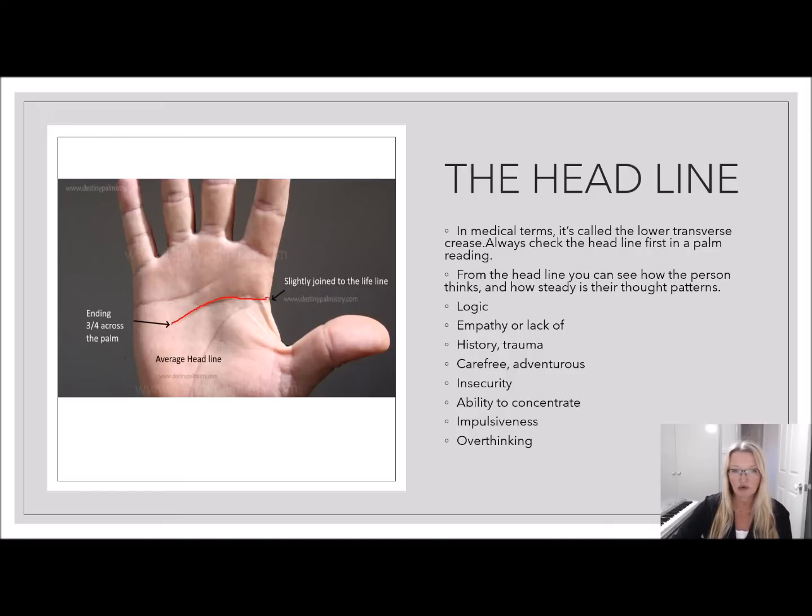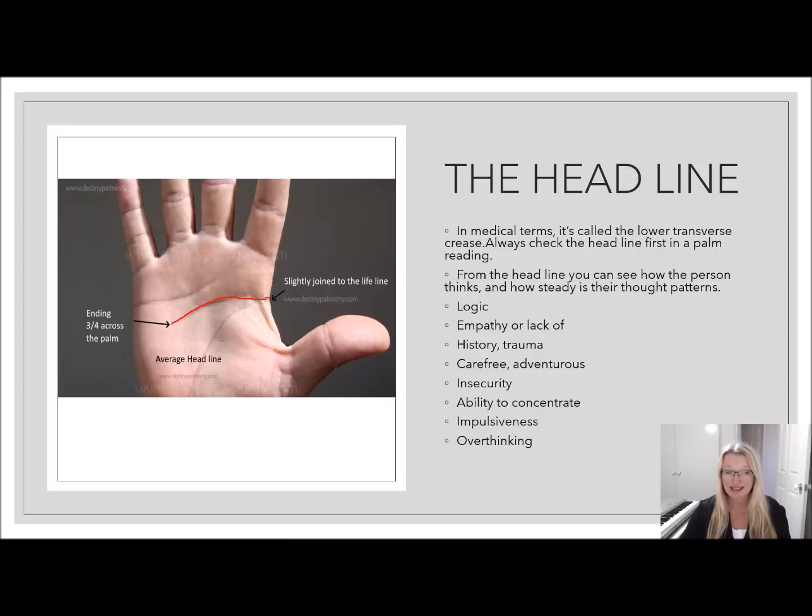So the headline is medically called the lower transverse crease, and the heart line above it here is called the upper transverse crease. Now I always check the headline in a palm reading because from there you can see how the person thinks. You can see if they have a clear mind, are they logical? Do they have empathy? Do they have any history of trauma that might have affected them mentally?